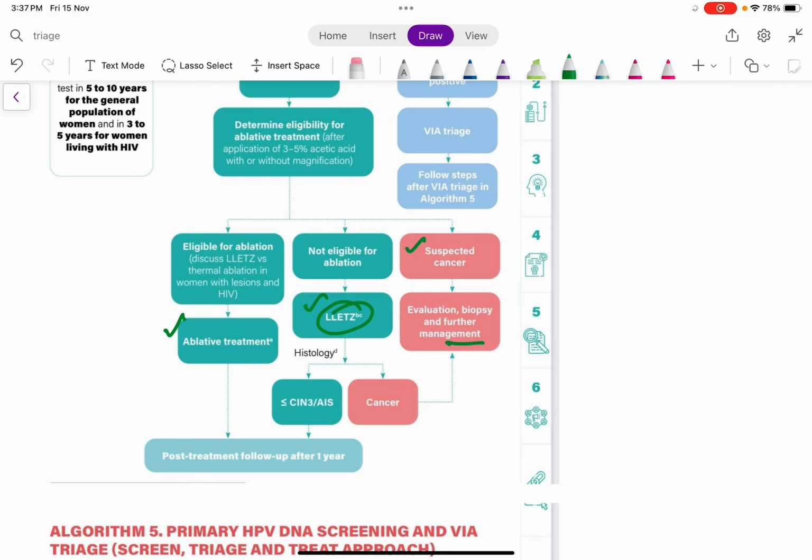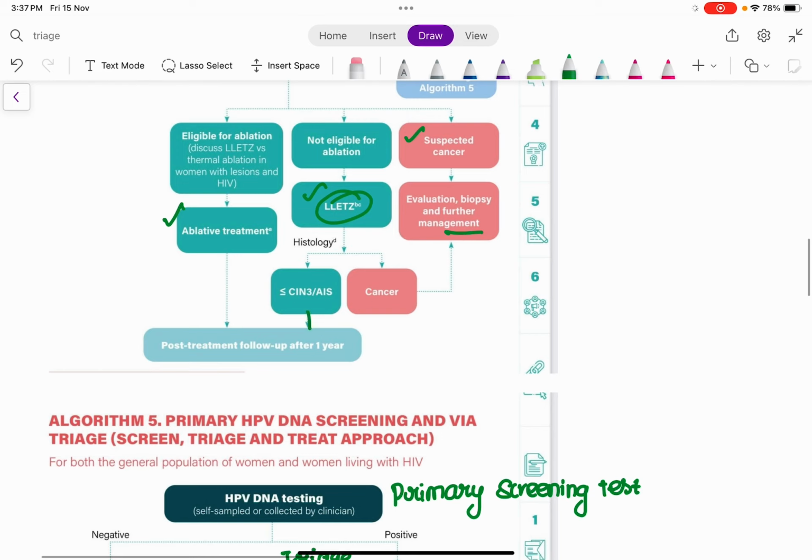And for large loop excision of the transformation zone, you will be left with some tissue specimen. You subject it to histopathological examination, and the histopathologist can report either invasive cancer or just dysplasia limited to particular segments of the cervix. So if it is a dysplasia limited to less than CIN3 or less than adenocarcinoma in situ, it is well and good.